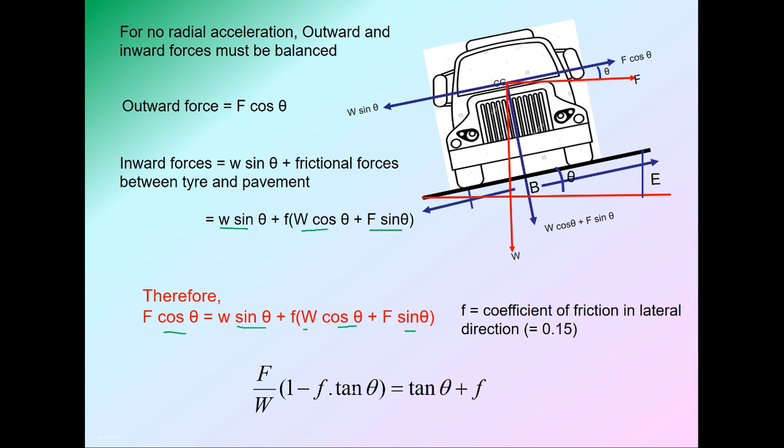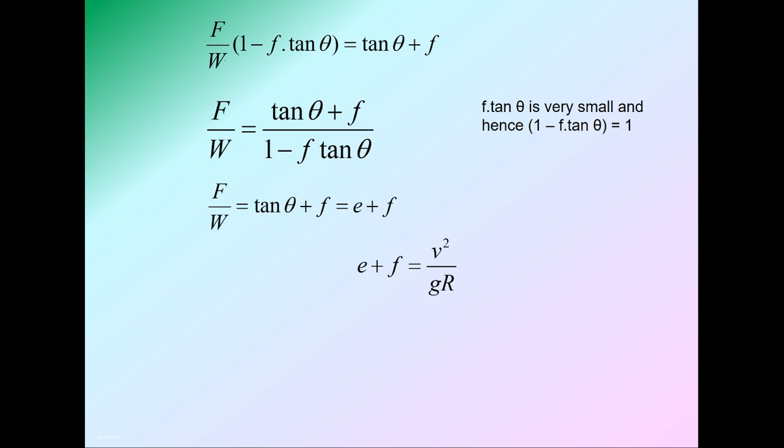So if you simplify this equation, it becomes F upon W into (1 minus f tan theta) is equal to tan theta plus f. Now here in this equation, f tan theta is very small because the minimum value of f we take 0.15 and tan theta maximum value we take 0.07, and therefore this f tan theta will take a value of 0.01, or you can say 1 minus f tan theta will be almost 1. So this equation reduces to F upon W is equal to e plus f. So this is the equation which will correlate superelevation and coefficient of friction with speed and radius of the circular curve.